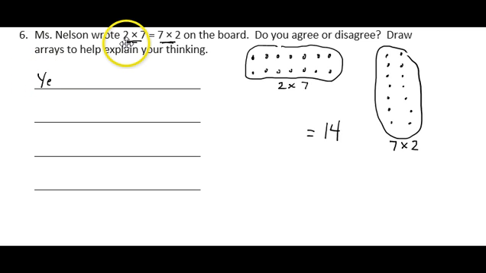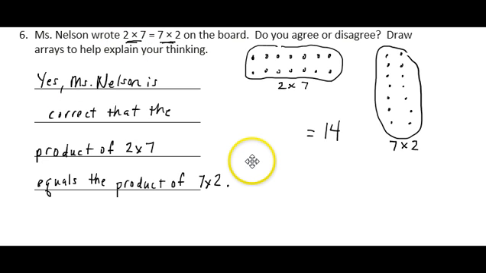So yes, Miss Nelson is correct that the product of 2 times 7 equals the product of 7 times 2.